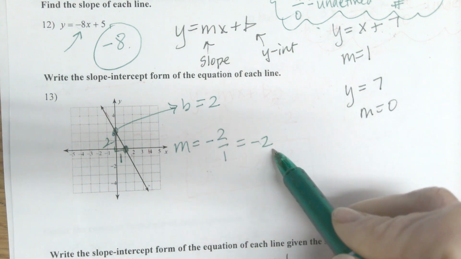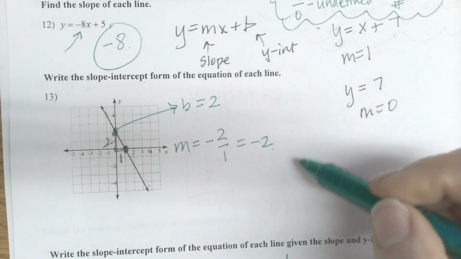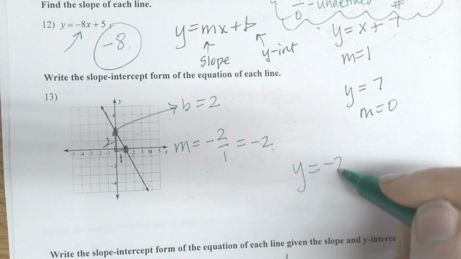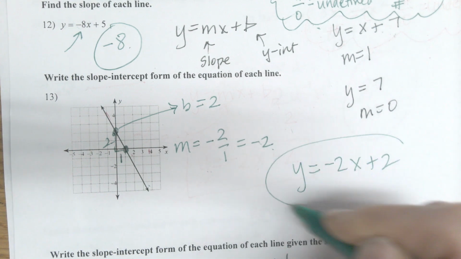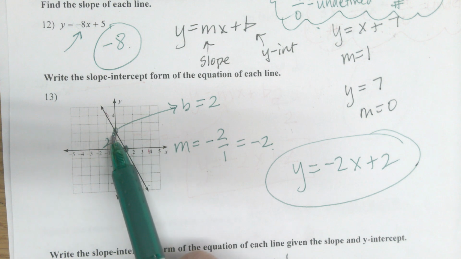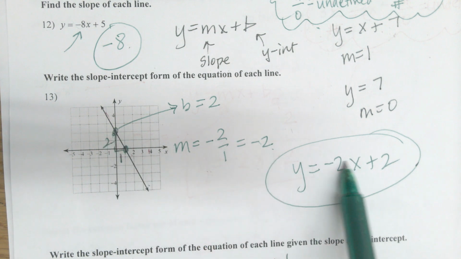Once I find those two pieces, I can put it in this form. Y equals -2x plus 2 would be my final answer. So find your y-intercept, find your slope, put it into the form of the equation.